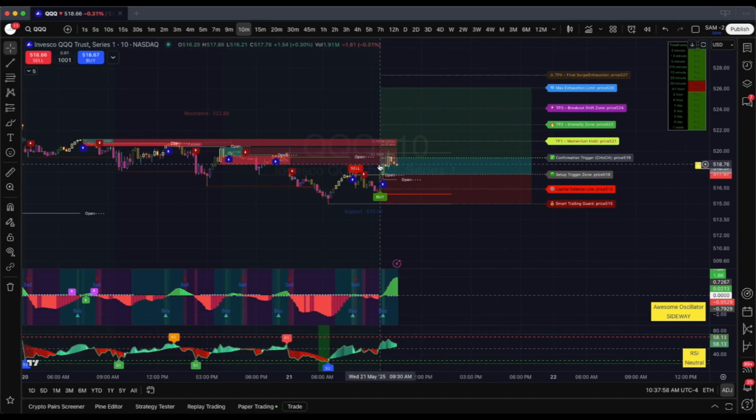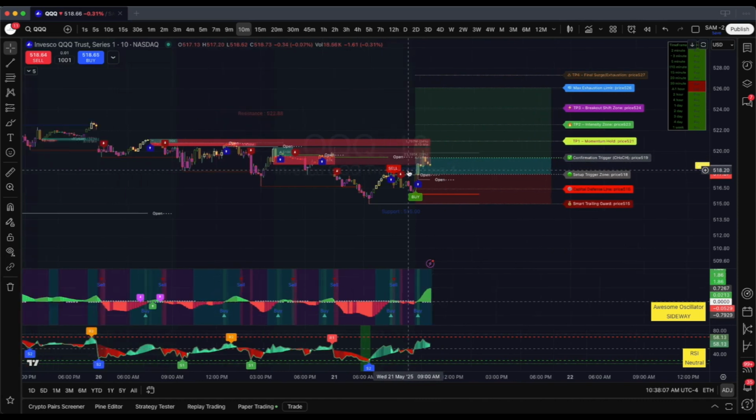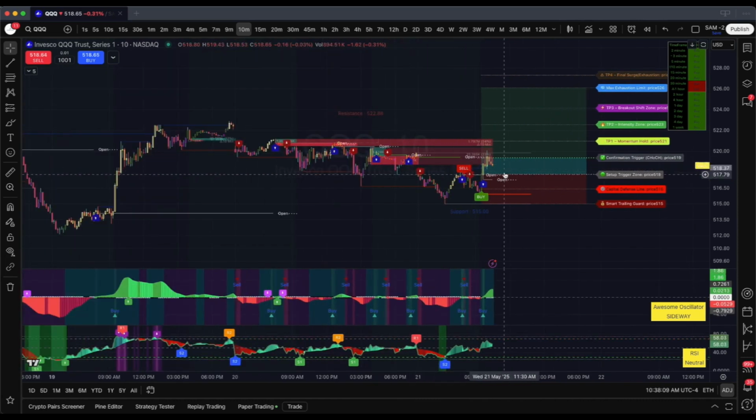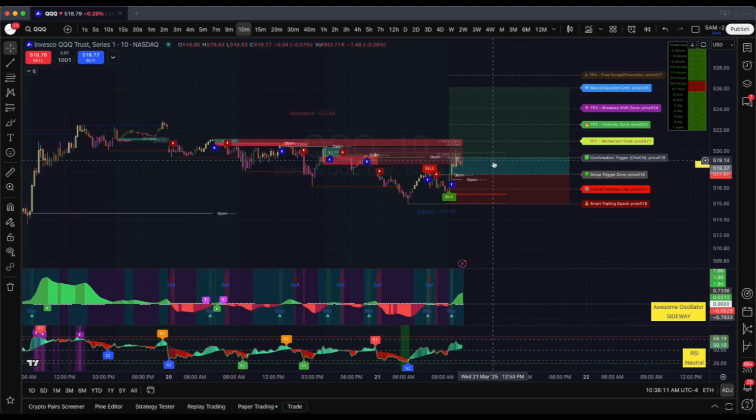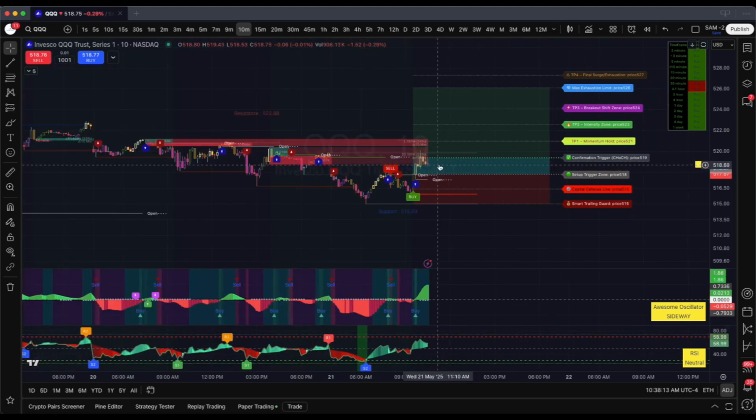Right now it's in an uptrend, but we're actually in a sideways trend, meaning this trend hasn't fully shown us the buying strength yet. So we're still technically in a downtrend. But here there is already some buying volume, so it's moving sideways, which means it could be accumulating, and by the end of the session it might push upward. So the highest price zone for today could be around 526.